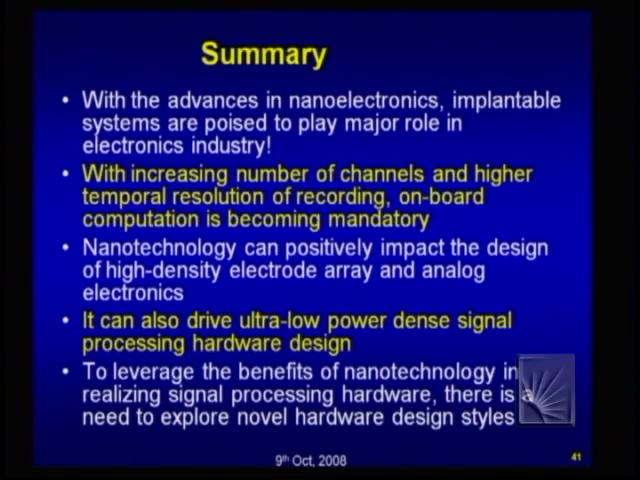Nanotechnology definitely can have positive impact on the design of high density electrode arrays, and several researchers in this department have also proven that. It can also drive ultra low power and dense signal processing hardware design. We are looking into that, and if you really want to achieve it using nanoscale devices, you need to develop appropriate hardware and appropriate circuit and architecture design styles tailored to those particular signal processing algorithms. And that's it. Thank you.